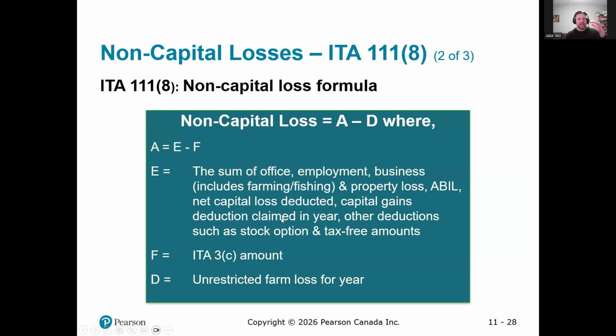So what we're doing is we're combining all of the losses that we're using in a given year, and we compare it to our income amount. If the losses are more, then we're going to have a carry forward function. So that's our A. A is our non-capital loss amount. Well, it's our total amount of losses. The minus D is simply to pull out the unrestricted farm loss. So we have our full list of losses. We subtract our incomes that we apply them to, and then we have just a portion of our total losses. This much is non-capital, this much is unrestricted farm. So that's all A is doing. Really, the formula is E minus F minus D.